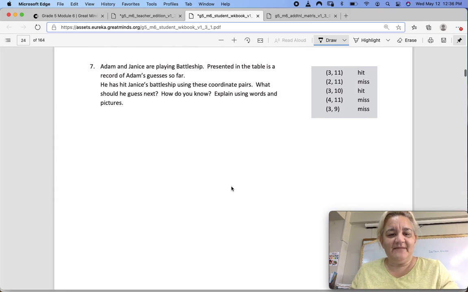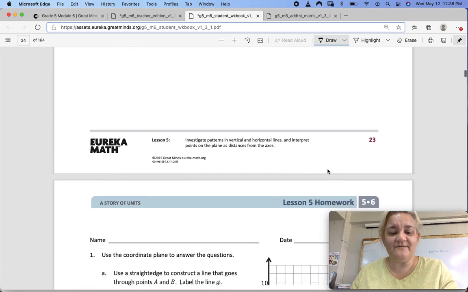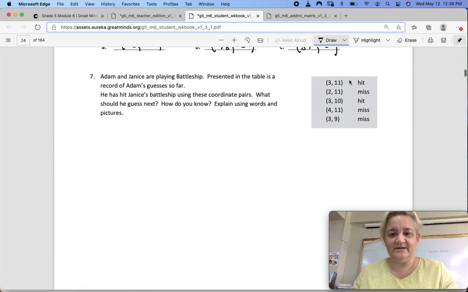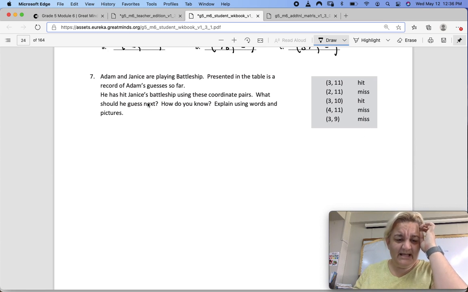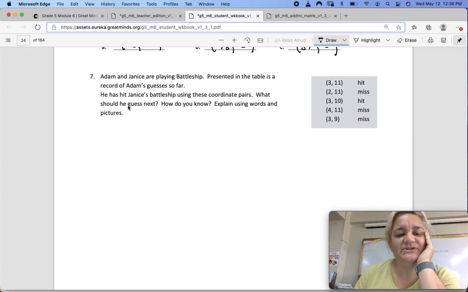Adam and Janice were playing Battleship, and we played it in lesson 4, and some of you are struggling a little bit, so we're going to keep practicing Battleship. Presented in the table is a record of Adam's guesses so far. Okay, so here's what he did. Hit, miss, miss. He has hit Janice's battleship using these coordinate pairs. What should he guess next?